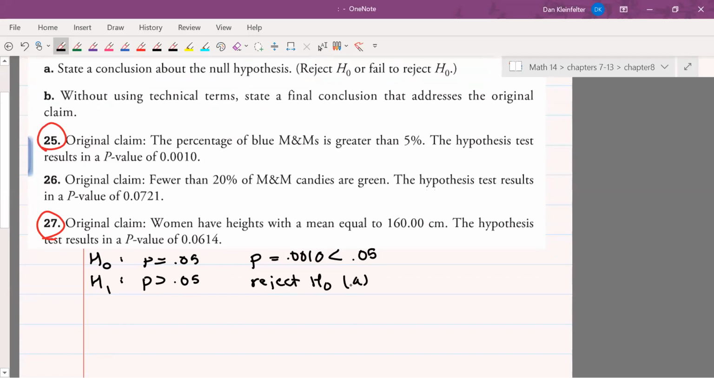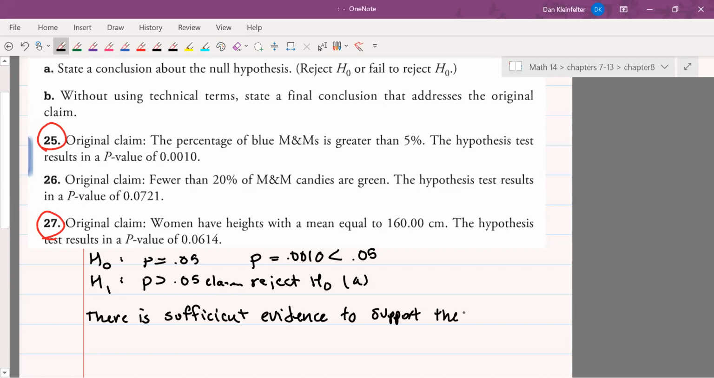And then what does that mean? Well, if we're rejecting the H0, then that means that there's sufficient evidence to support the claim. So we could just write there is sufficient evidence to support the claim.